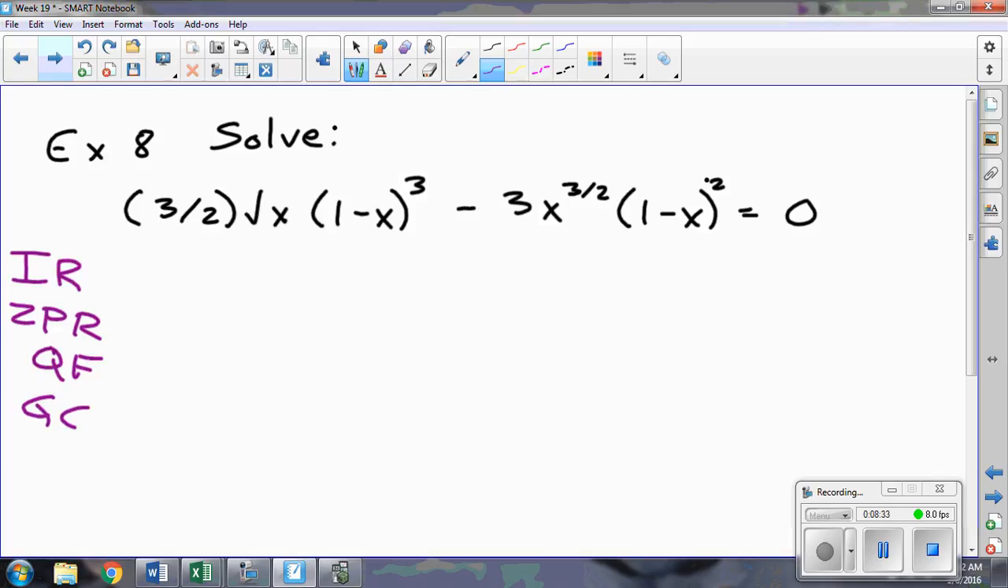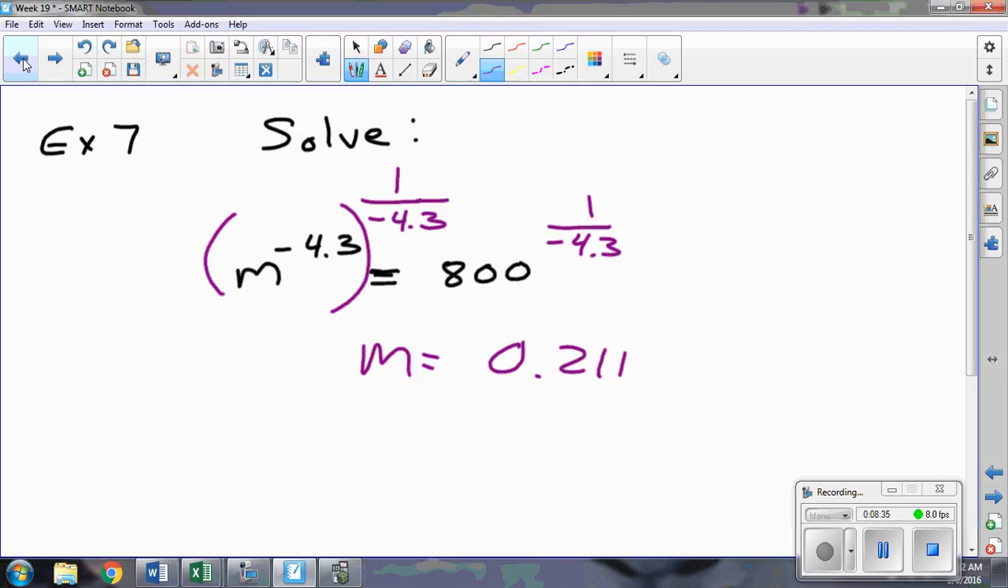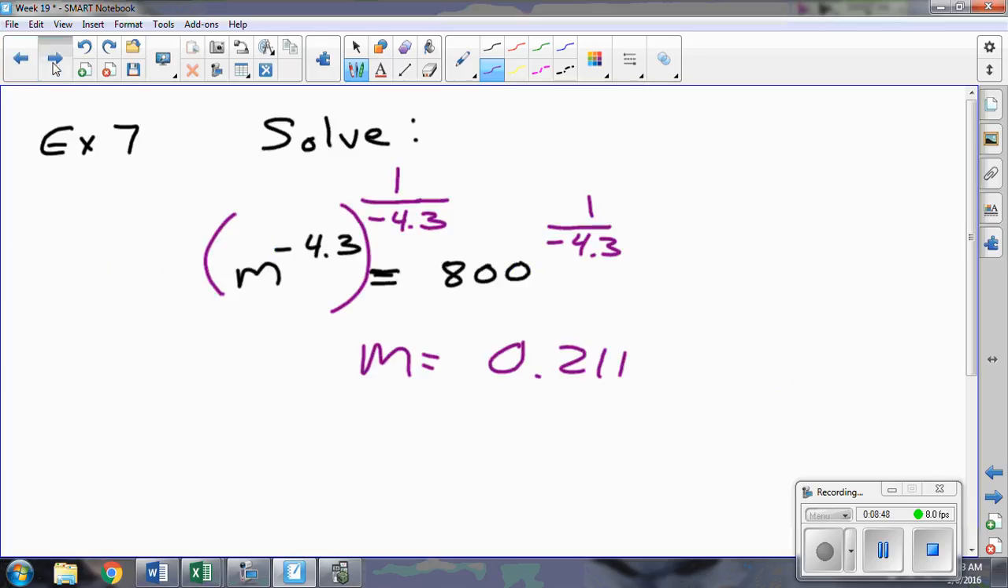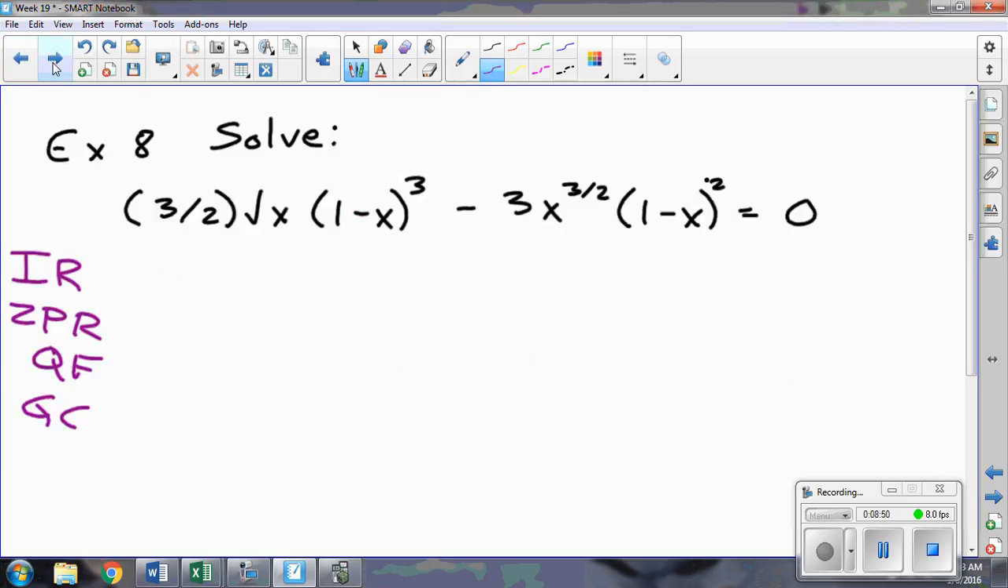One of the reasons the last two problems were so straightforward, there was a single occurrence of the variable. So it was an inverse reverse type problem. Just undo the exponent. That was the key focus behind example 6 and example 7, seeing how to undo an exponent. This one clearly is not an inverse reverse type problem. What strategy is it?